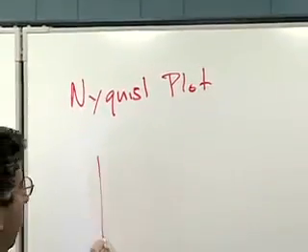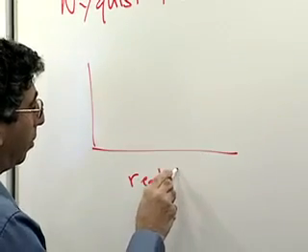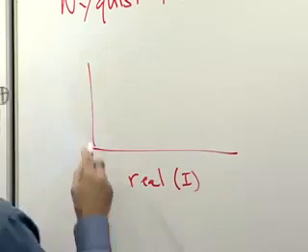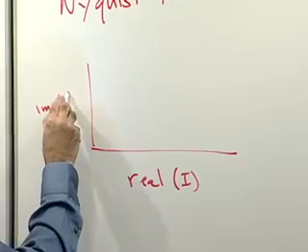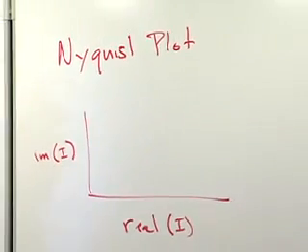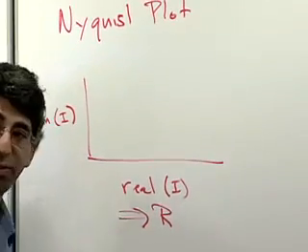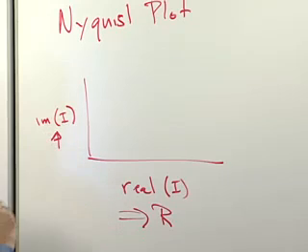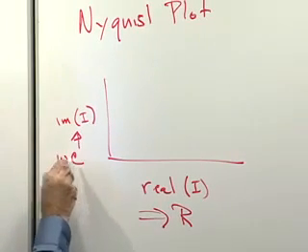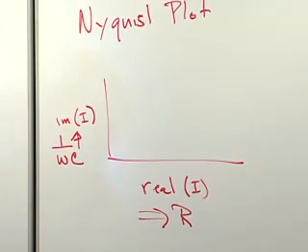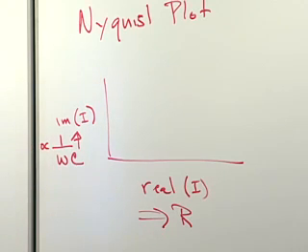In that plot, we're going to plot the real part of the current signal versus the imaginary part. And this real part, remember, from that we're deducing the resistance of the system, and from this we're deducing the capacitance of the system. Actually, it's proportional to 1 over the frequency times the capacitance of the system.